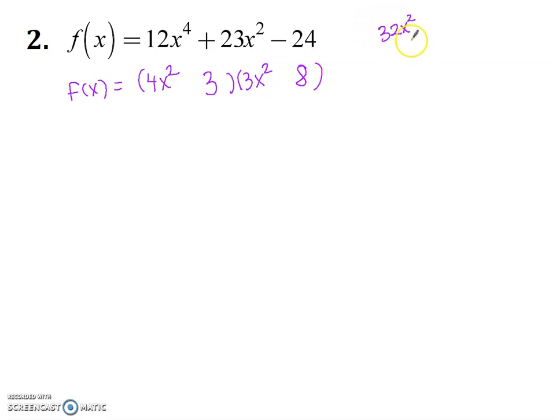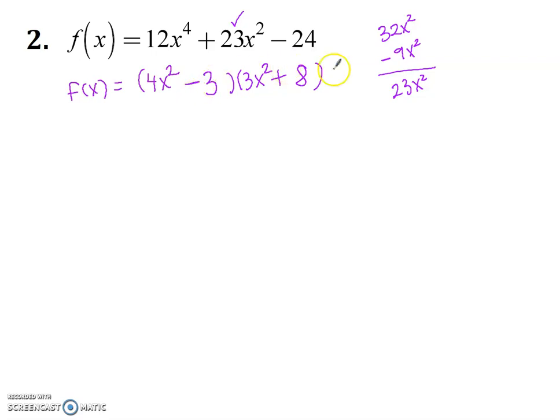I usually just do this part in my head. You don't have to write it out. So that's 32x squared, and that's going to be 9. I want it to add to positive 23, so I know the bigger number needs to be positive this time. So I'm going to make that a plus 8. That'll give me positive 32, and that'll give me negative 9. Then I'm going to check when I add these two together, it does give me this middle term. So that's how you know you've got the correct factors.